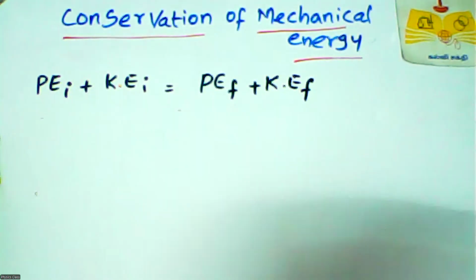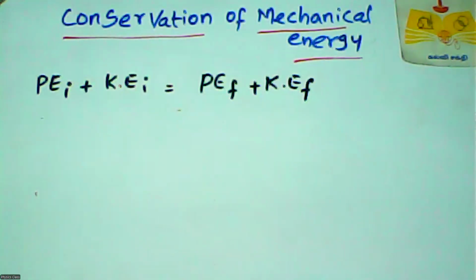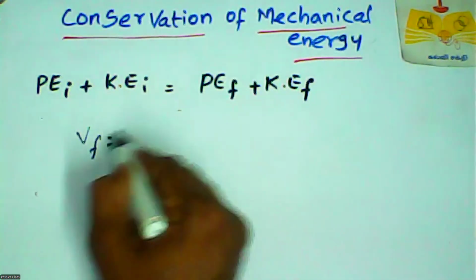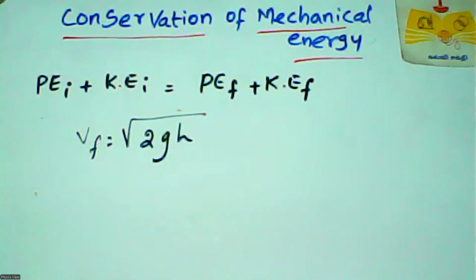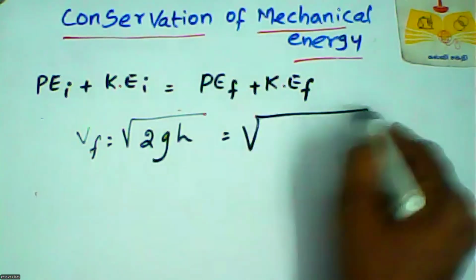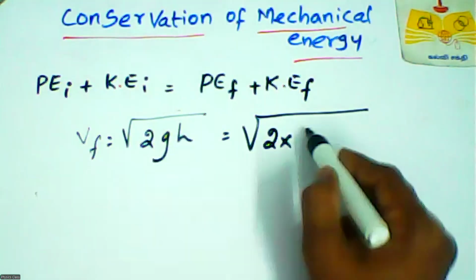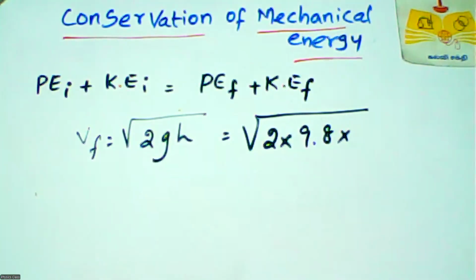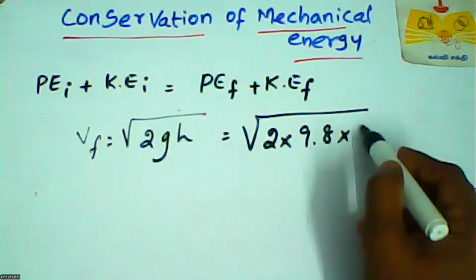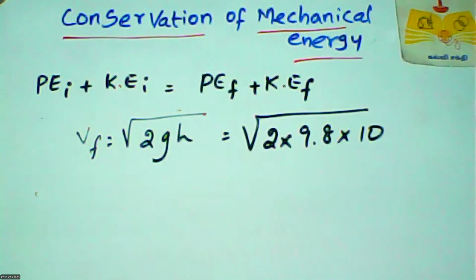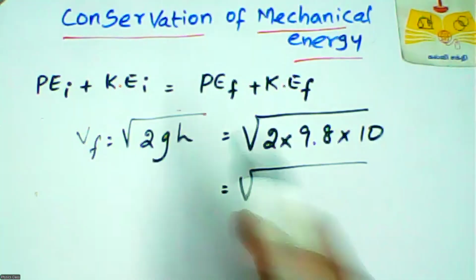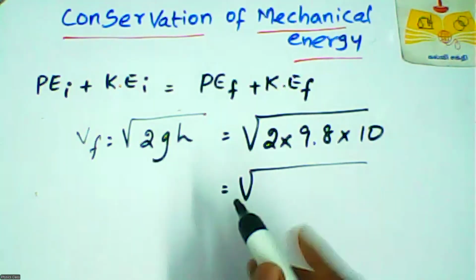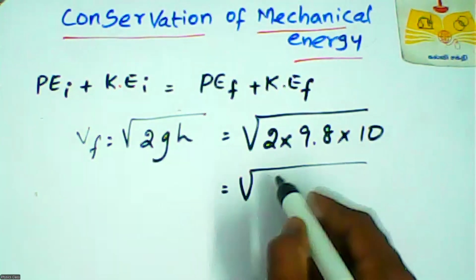So Vf equal to root of 2gh. Just put that value: 2 into g, 9.8, and h. Here 10 meter height, so 10. You can multiply that. So 9.8 into 10, 98, and into 2, 196.